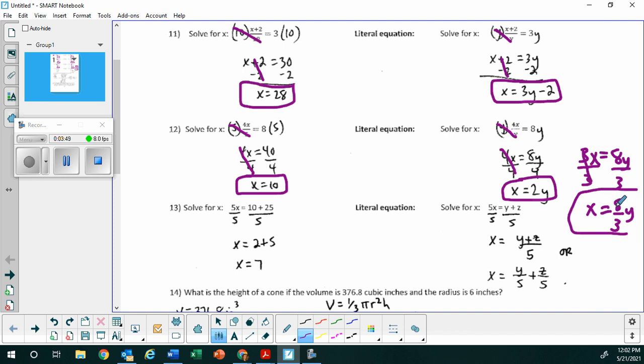So you might still have a fraction here. Or since 8 divided by 4 was a 2, that's why the fraction went away, and this is our answer. So again, I just wanted you guys to see what would happen if you divided both sides by a number that couldn't go into the 8.